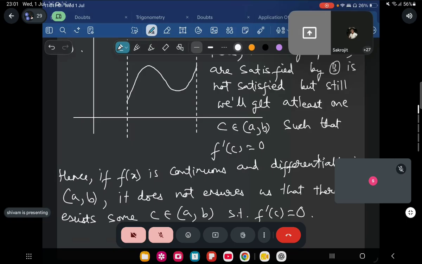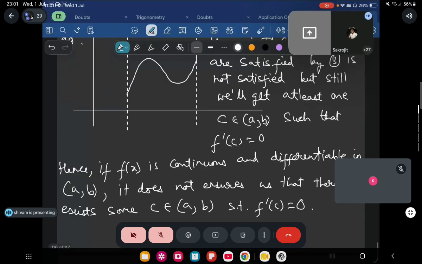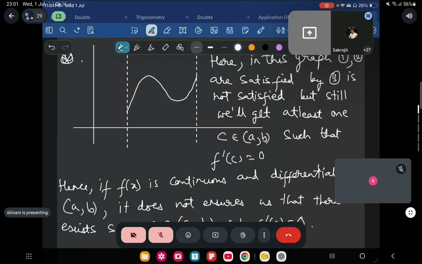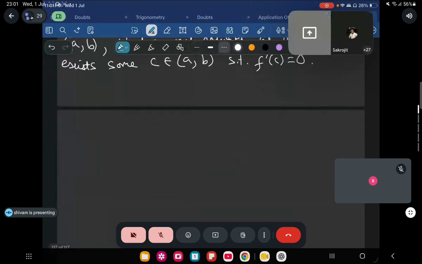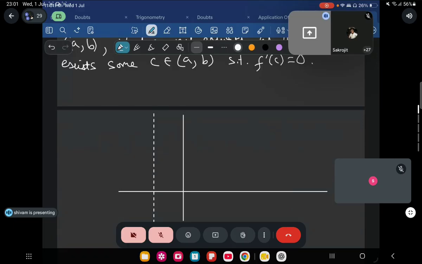Okay. Next. Sir, can I ask something? Yes, tell me. Can we say the opposite, that if for some c belonging to interval (a, b) f'(c) is equal to 0, then f(x) is continuous and differentiable in (a, b)? No. I can draw a graph where you'll get one c such that f'(c) is equal to 0, but still I can draw the graph between a and b such that at one point the function will not be continuous or differentiable.